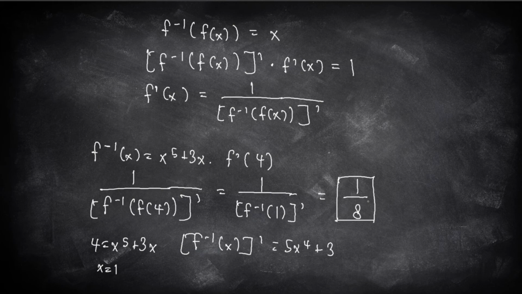For both processes, it's basically the same. You're given a value and the function, and if you want to find the derivative of its inverse, set that value that you're given equal to our function, find that x value, and then find the derivative of the function, plug that x value in, and then do 1 over that number.